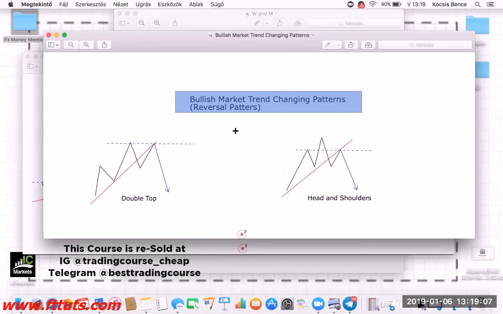The other bullish market trend changing pattern is the head and shoulder. We have trend line, we have the left shoulder, we have a head. After the price broke the trend line, it makes the retest on the trend line, and it creates the right shoulder on the same level where the left shoulder finished. After that the price continues to the downside.